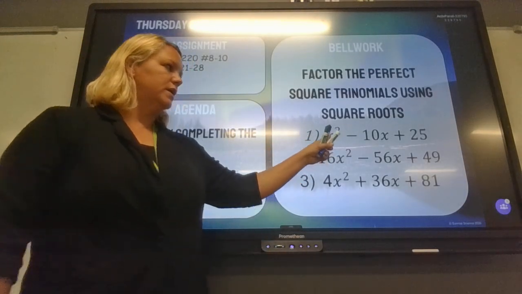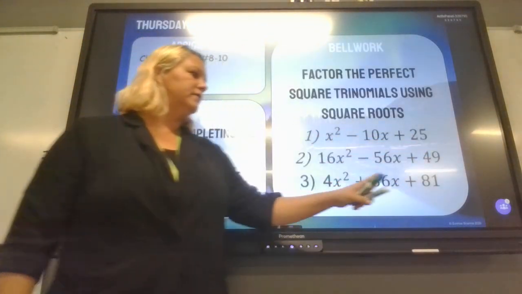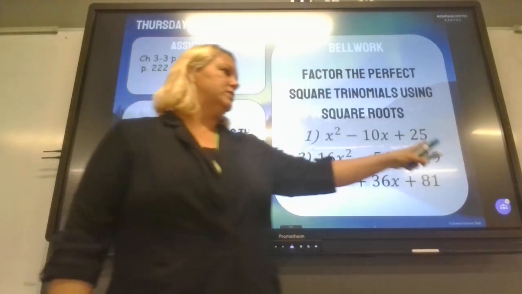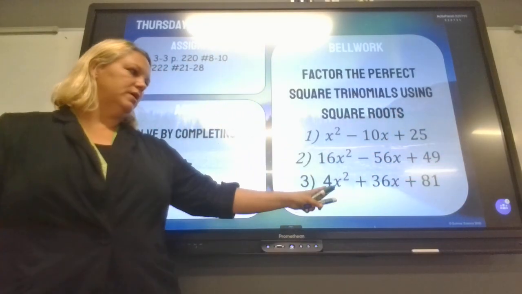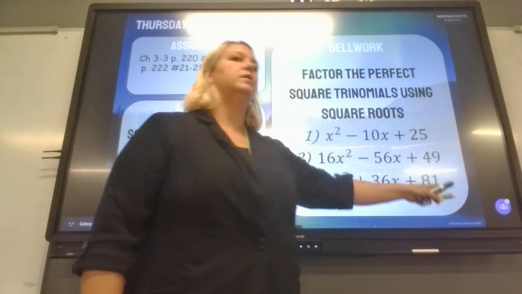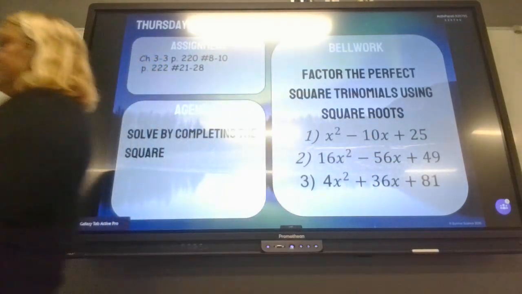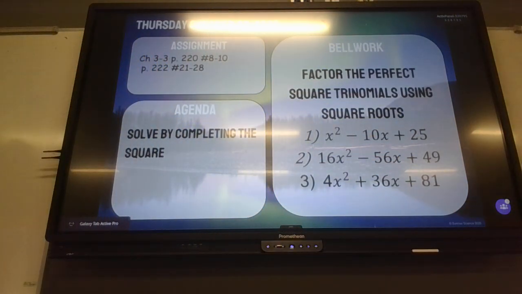You can square root x squared. You can square root 25. You can square root 16. You can square root 49. You can square root 4. You can square root 81. So as long as A and C are perfect squares, you can try the shortcut. And you don't need X factor. You really don't have to spend a whole lot of thought at all on it.